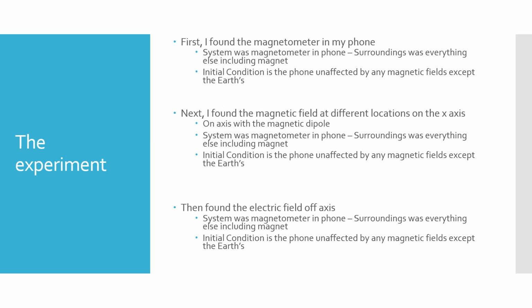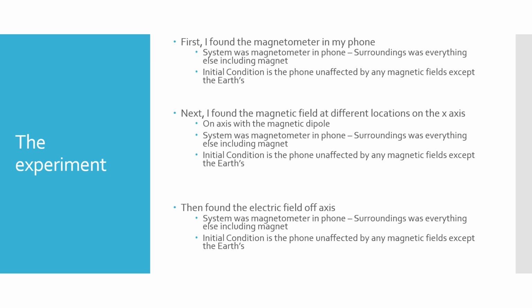This experiment consisted of 3 parts. First, I found the magnetometer on my phone. This made later measurements more accurate. In this experiment, the system was the magnetometer in my phone, the surroundings was everything else, including the magnet, and the initial condition was the phone unaffected by any magnetic fields except the Earth's.